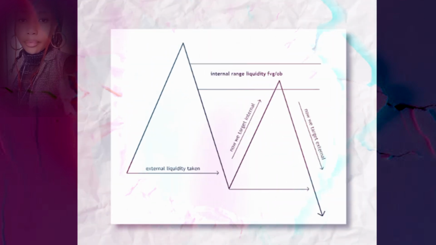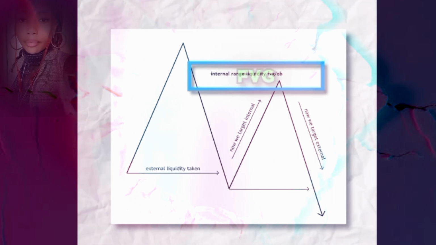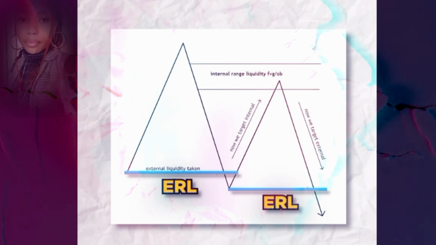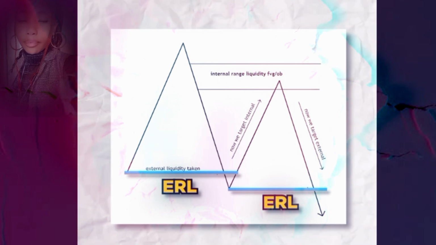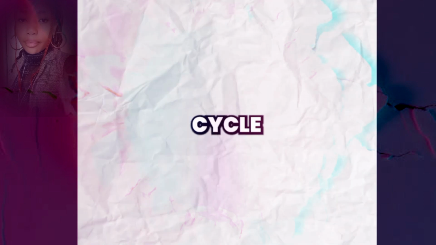The market is always going to move in cycles from internal range liquidity, or fair value gaps, to external range liquidity. When the market reaches external range liquidity, you can expect price to come into internal range liquidity. Let me show you this cycle in action.